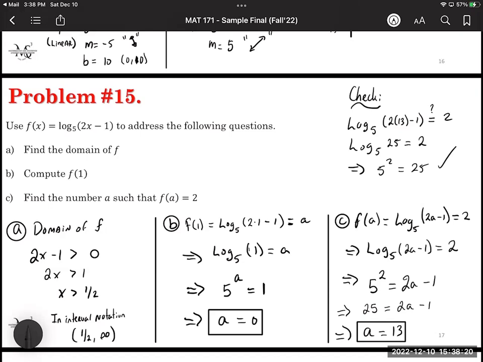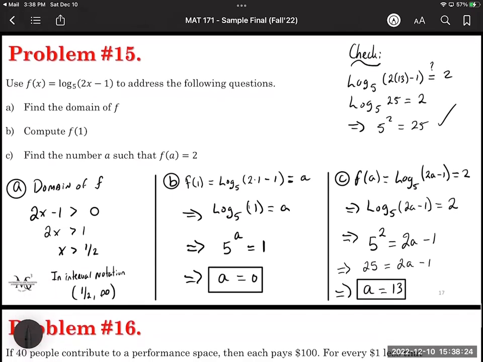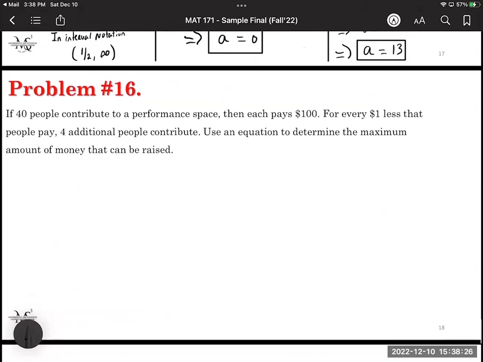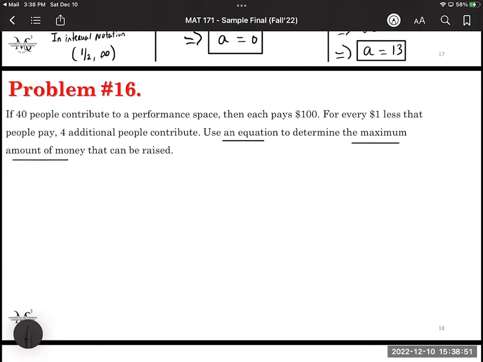All right, let's look at problem 16. Problem number 16 states, if 40 people contribute to a performance space, then each pays $100. For every dollar less that people pay, 4 additional people contribute. Use an equation to determine the maximum amount of money that can be raised.